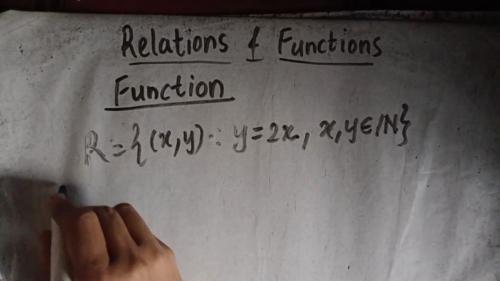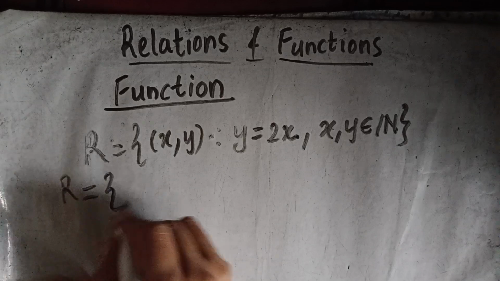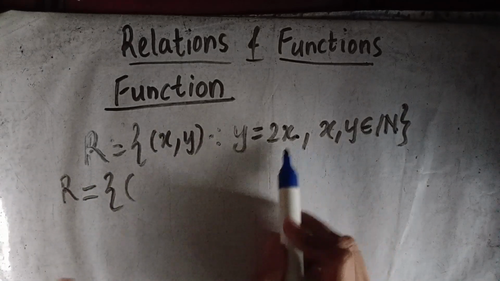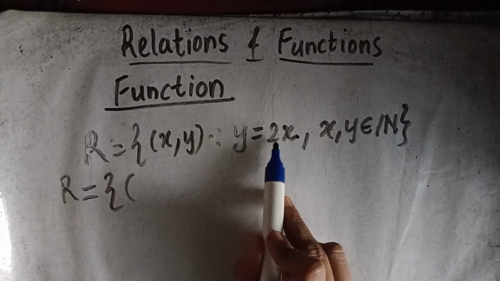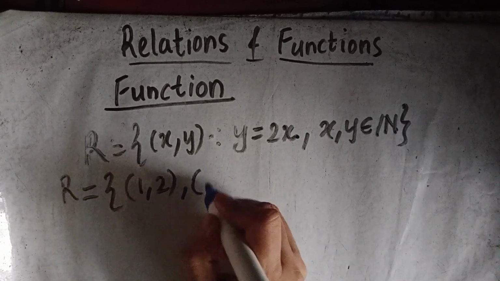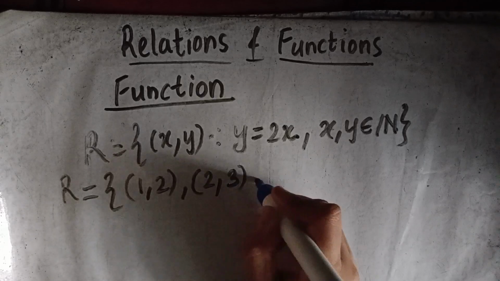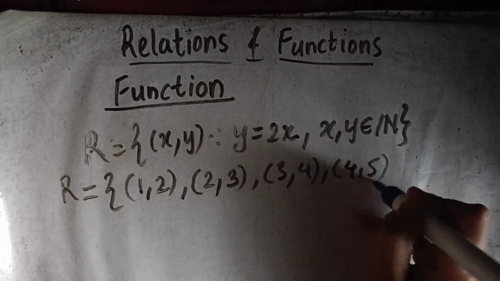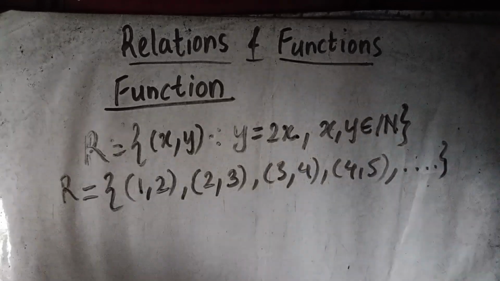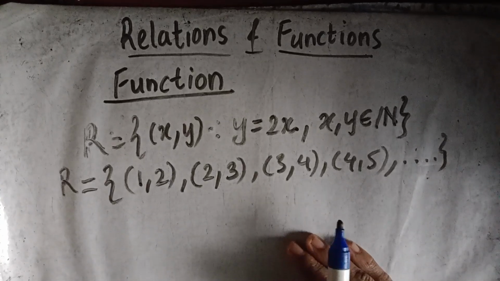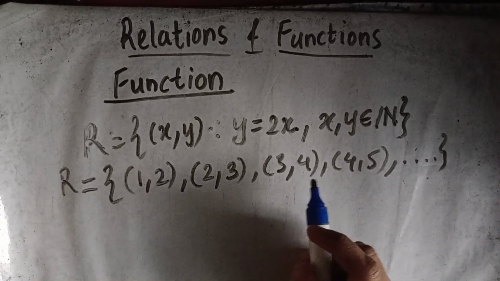First we'll write the elements in the relation set. Natural numbers start from 1. So if you put here 1, your y will be 2. So (1, 2), (2, 3), (3, 4), (4, 5) and so on. As the set of natural numbers is an infinite set, this is also an infinite set.